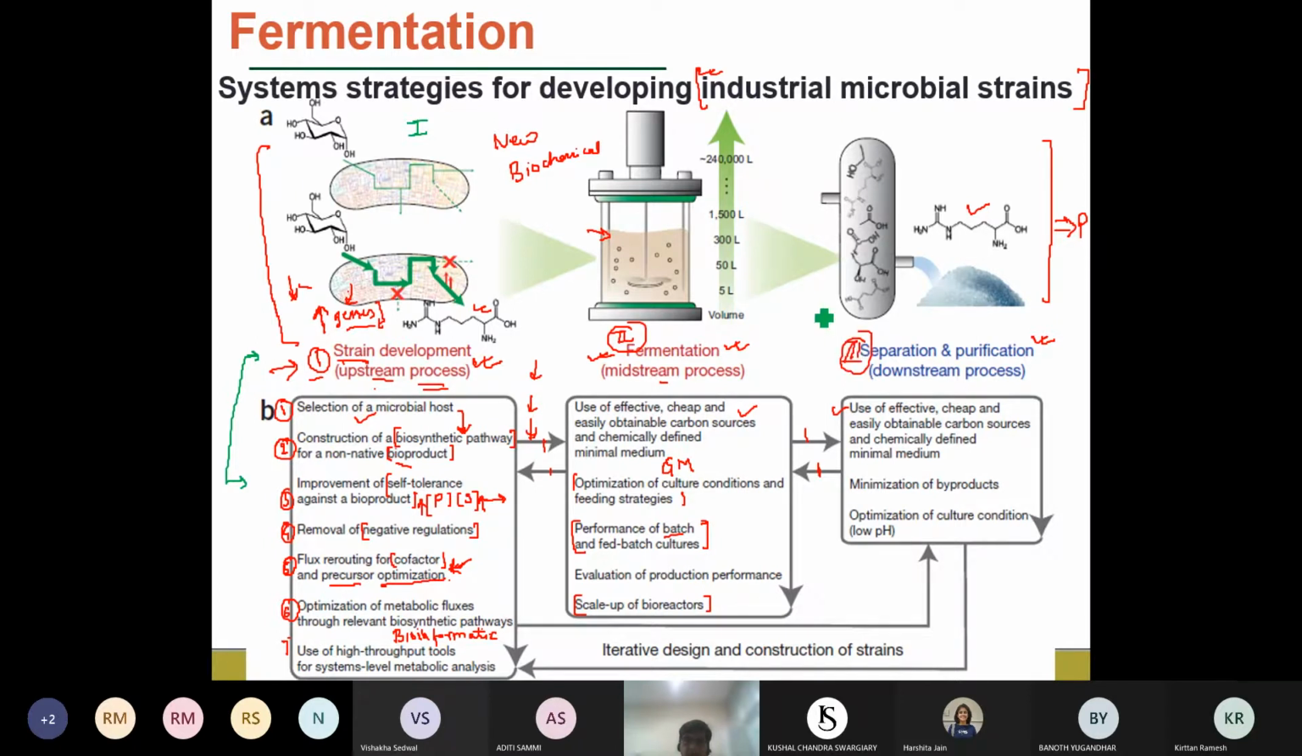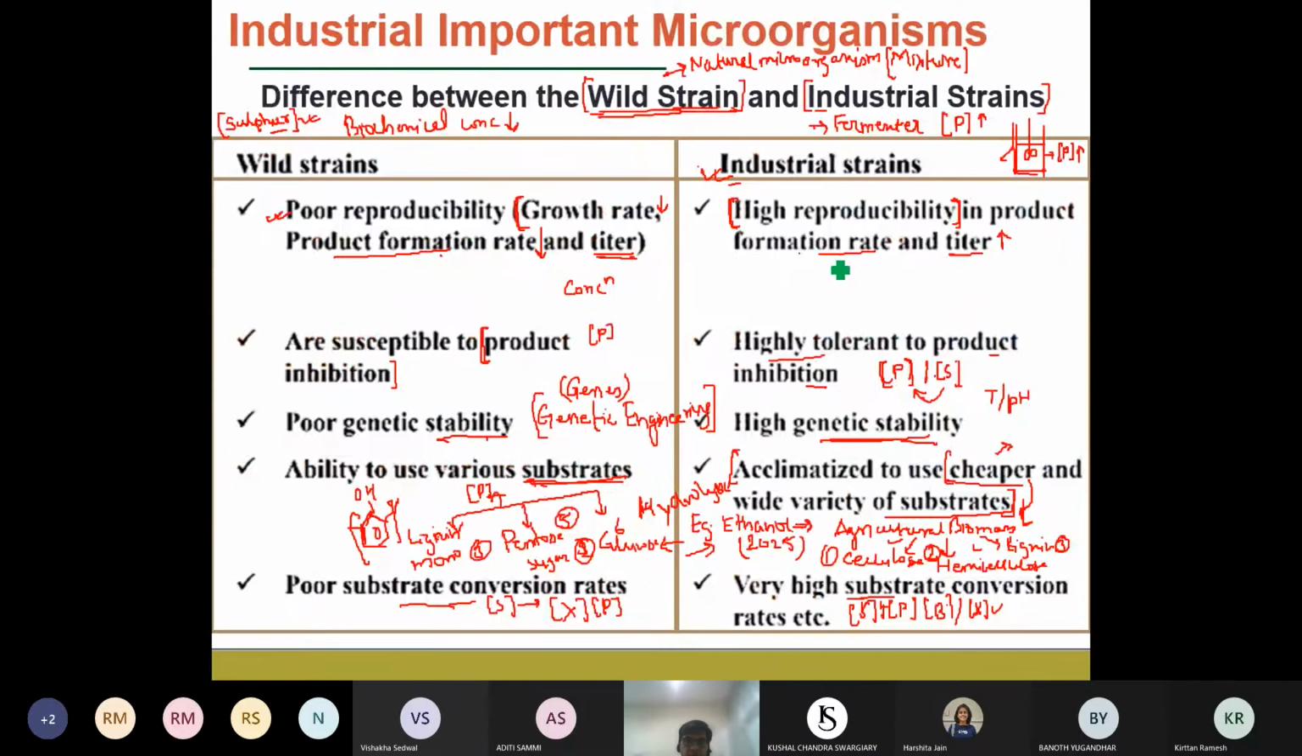Okay, so it is always desirable that you produce fewer byproducts, such that the number of downstream steps required is lower. If you see the difference with the natural strain, we saw why it is important to convert the wild strain or natural strain into an industrial strain, which can be used in a fermenter system for production.